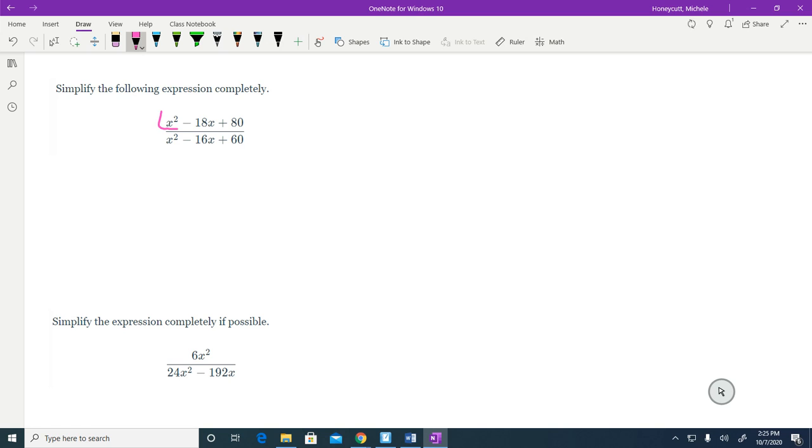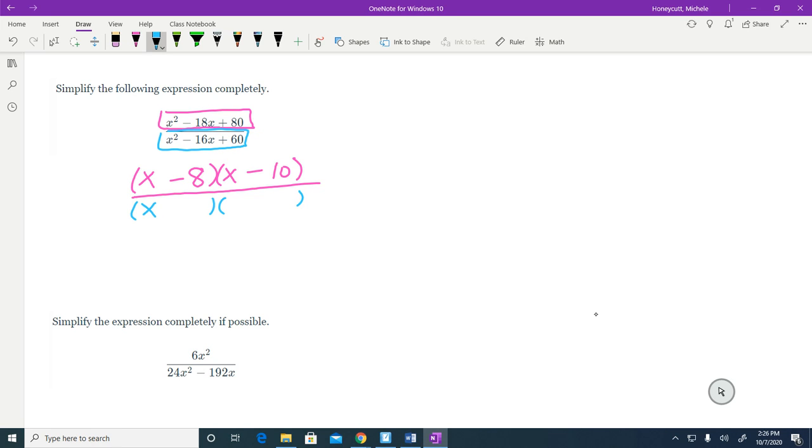So I'm going to factor the numerator. To get x squared, I'll use an x and an x. To get 80, I could do an 8 and a 10. And if they're both negative, they'll combine to be negative 18. Then in the denominator, factor the denominator. To get x squared, I'll multiply x times x. To get 60, I could do 6 times 10 to be 60. And if they're both negative, they'll combine to be negative 16. So I factored the numerator, factored the denominator.